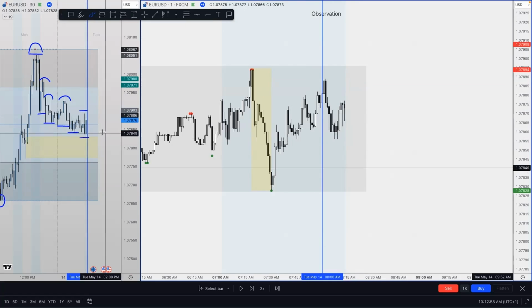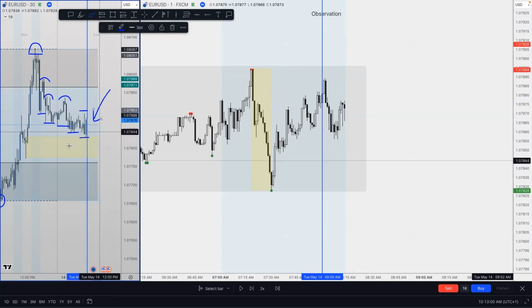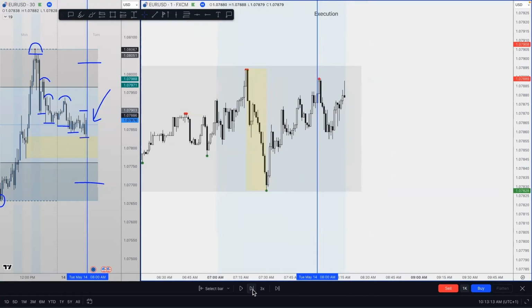What am I looking for here? I know the location of the session is not high probability. These would be the high probability locations. So for now, what I'm trying to do is find that intention on the lower time frame and play that direction of those orders. We can continue to build a representation of price.